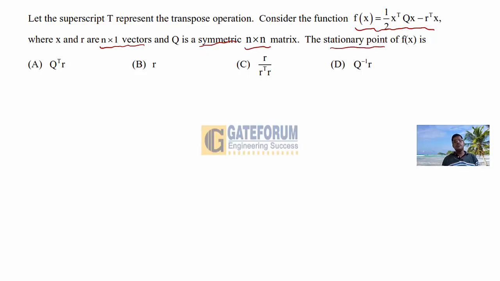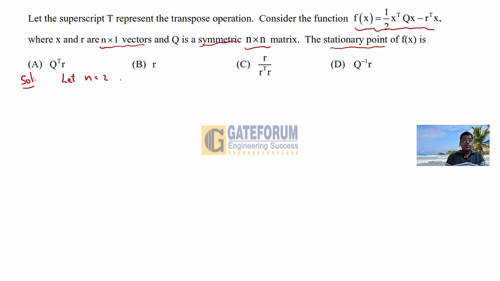Stationary point means... So first of all, four options A, B, C, D are given. This question is from engineering mathematics, from the topic calculus, maxima and minima related because of stationary points. Of course, this is also linear algebra, matrix related. That is multiple chapters' application. So the solution is: let us consider n is equal to 2. Similarly, we can get the answer for n cross 1 vectors also.